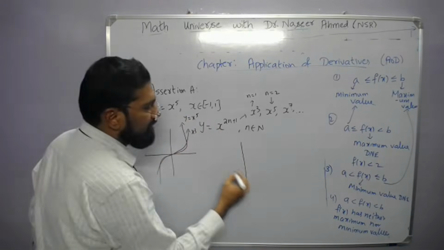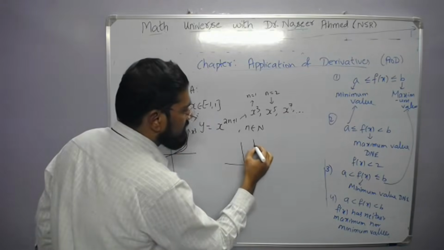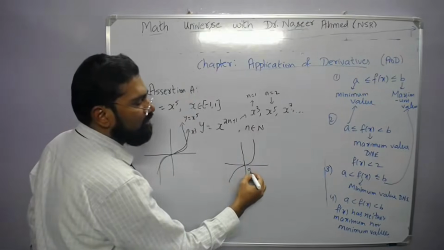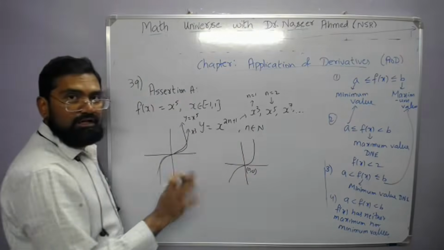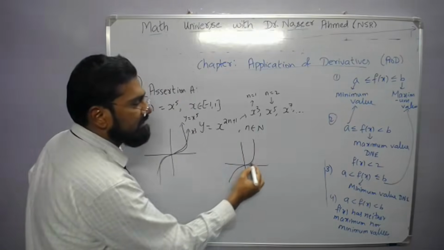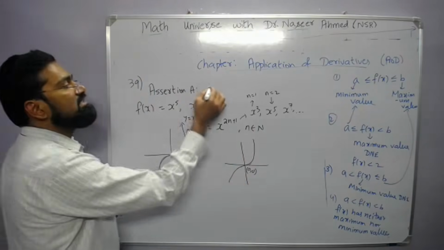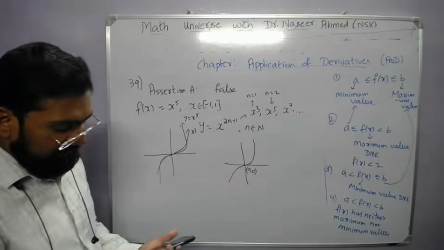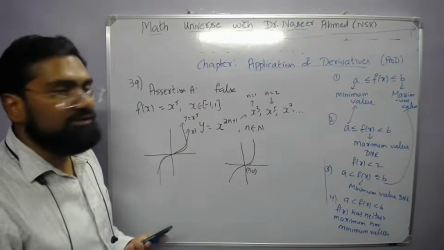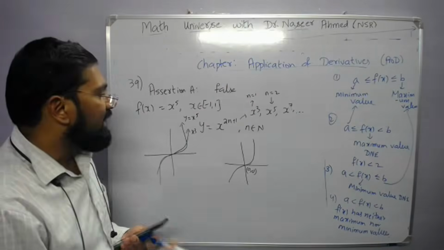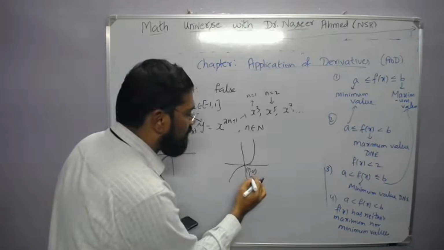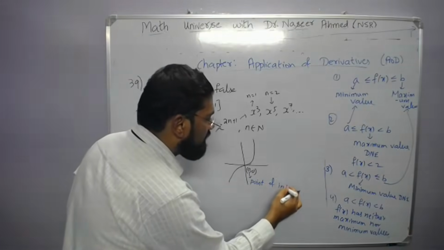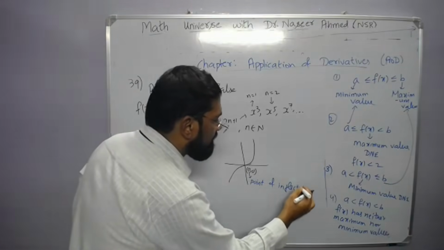Let's write again here. The x power 5 graph is this. And at x equal to 0, the graph does not have any maximum value. It's just increasing, increasing, increasing. So the assertion is false. We do not have any maximum value at x is equal to 0, the critical point. Actually, x equal to 0 is a point of inflection.